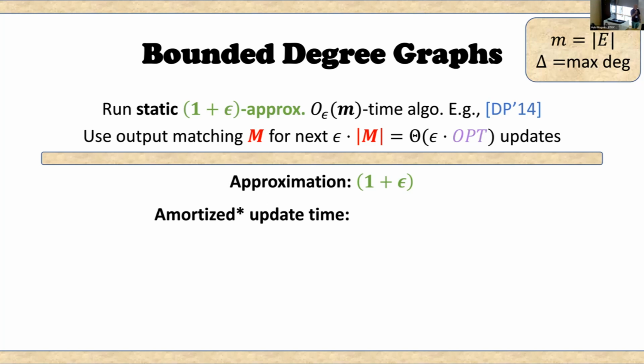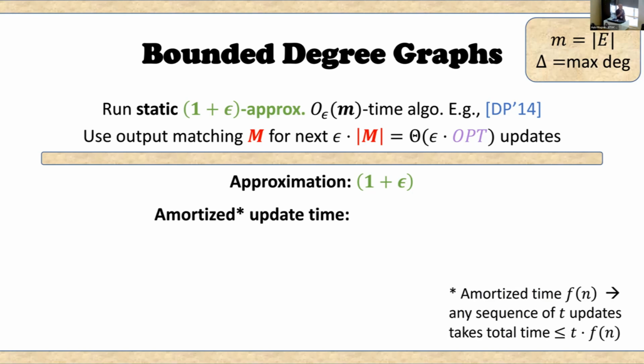Good. How about the amortized update time? Just for folks here who don't always work on dynamic algorithms or haven't thought about this for a while, a quick recap. Amortized update time f of n means that for any update sequence of t updates starting from an empty graph, we take at most t times f of n steps. This should be contrasted with worst case update time, a stronger notion, where every update takes f of n. So what's the amortized update time here?